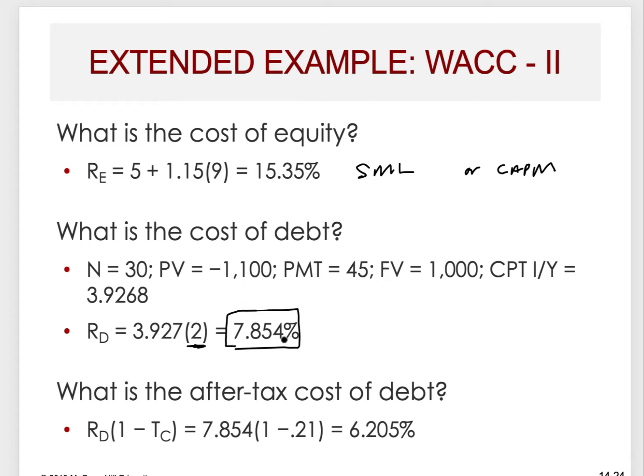But hold on. Remember, there's interest in this return. Interest is tax deductible for us, so we need to calculate the after-tax cost of debt. That's why I said this might be in a question. So what is our after-tax cost of debt? Well, we'll just say 6.2%. Again, we take our return for our debt, which we already figured out for our cost of debt, times 1 minus the marginal tax rate, and we get 6.2.